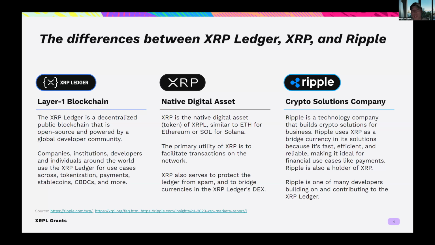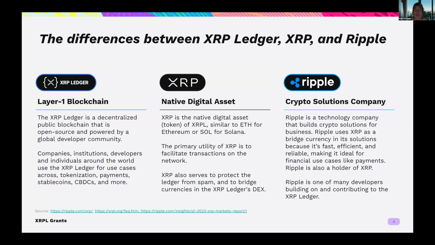Next, we have XRP. XRP is the actual digital asset, the token that belongs to the XRPL. The primary purpose of XRP is to facilitate transactions on the network. So we've covered the XRPL, which is the blockchain layer, and XRP, which is a digital asset token.